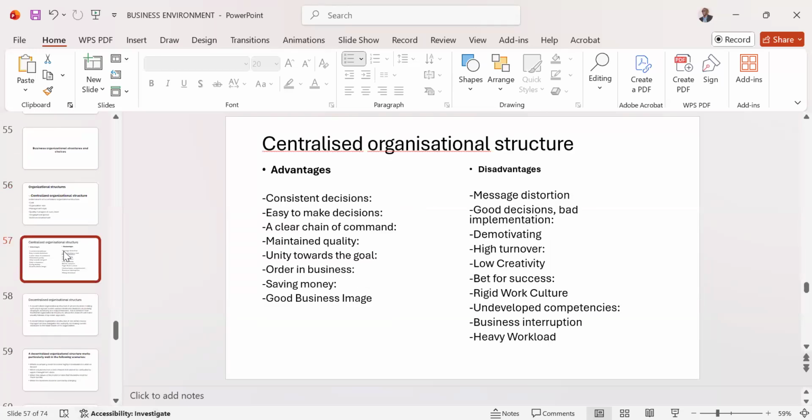What are the advantages and disadvantages? Anolua, talk to me about the advantages of a centralized organizational structure.